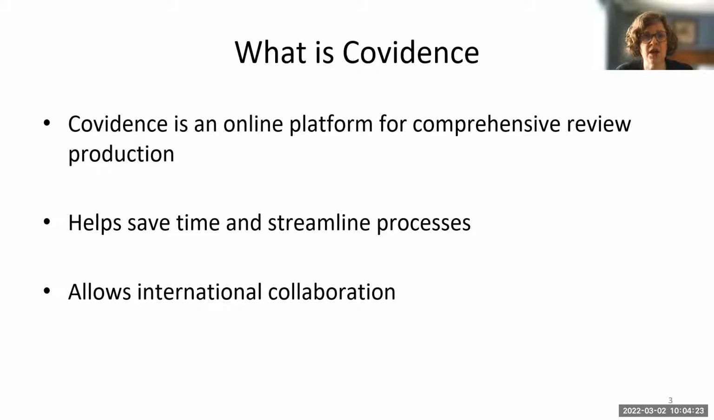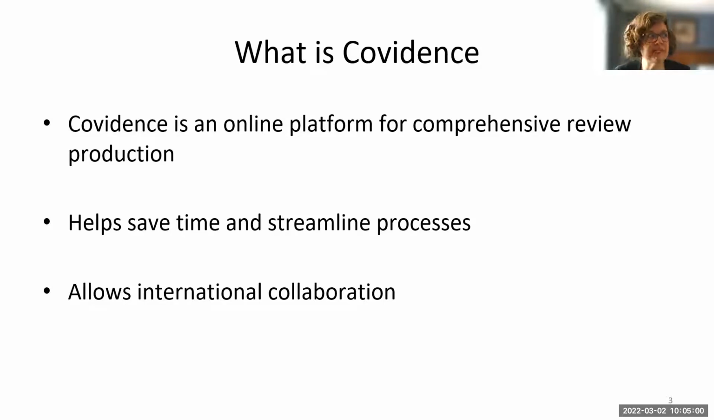First of all, what is Covidence? Covidence is an online platform for comprehensive reviews production. It was first created for systematic reviews with the Cochrane group, but it's quite larger now, and anyone doing comprehensive reviews could certainly benefit from using Covidence. It basically helps save time and streamline processes. It doesn't do the work for you, but it helps during the work. It also allows international collaboration.